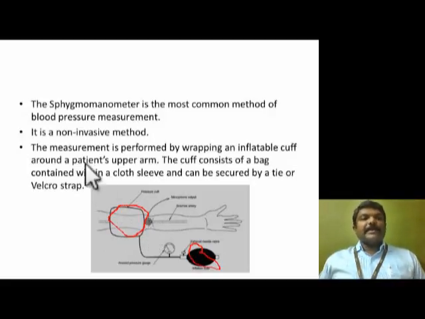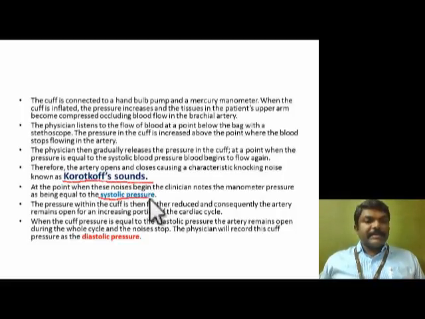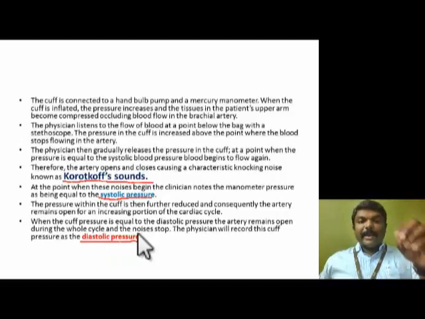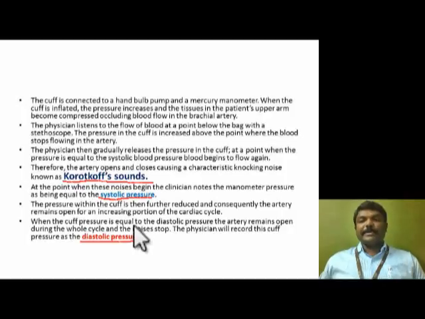Now, as the same procedure, it's a non-invasive method performed by wrapping an inflatable cuff around the patient's upper arm. The cuff consists of a bag contained within a cloth sleeve. This is the procedure, and finally the very important thing is you can start hearing the correct cough sound. The start of the sound is systolic pressure, and the stop or disappearance of the sound is diastolic pressure. How we track those 2 points makes the method more accurate. If you can efficiently track those 2 points using this indirect method, that increases the accuracy level of the measurement.